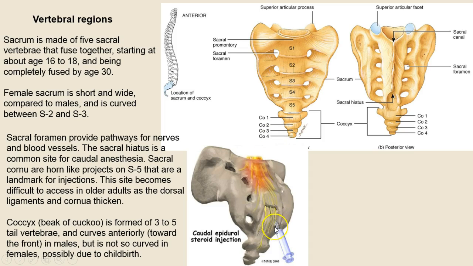The coccyx, the word's Latin for cuckoo. It looks like a cuckoo's beak, I suppose, right here. In males, it's curved front to back, so this looks male-like. In females, it's not so curved, probably because it would snap off during childbirth. At least that's a threat.